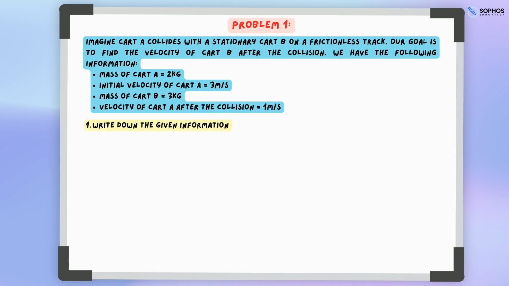Step 1 is to write down the given information. For this, it can help to use the mathematical notation we just discussed. So, starting with the information we have been given about cart A, we have that the mass of cart A is 2 kilograms. The initial velocity of cart A is 3 meters per second, and the final velocity of cart A is 1 meter per second. Now for cart B. We know that the mass of cart B is 3 kilograms. We have also been told that cart B is initially stationary. This means that its initial velocity must be 0 meters per second. We don't know the final velocity of cart B. This is what we need to find out.